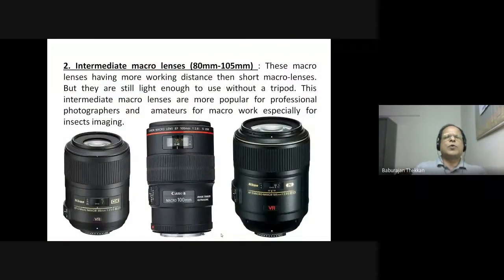Now, I'll talk about the intermediate lens. See, intermediate lenses became very popular after coming into the market, and most of the popular brands manufacture these lenses. They became very popular with professionals as well as amateurs, because using these lenses they are able to produce very good images worldwide. Especially 100mm, 90mm, 85mm, and up to 135mm are very suitable for insect photography, and you can produce excellent images.